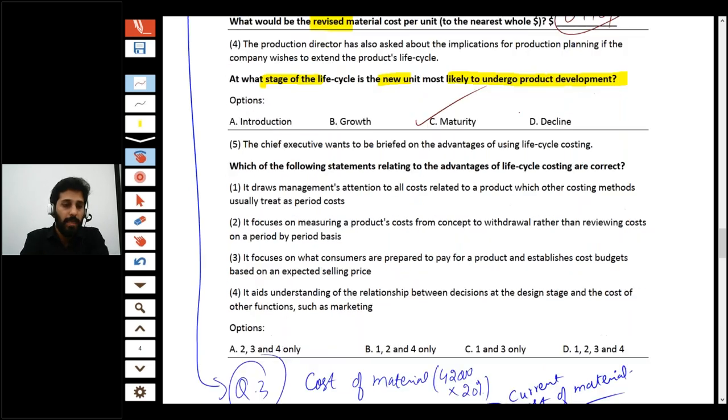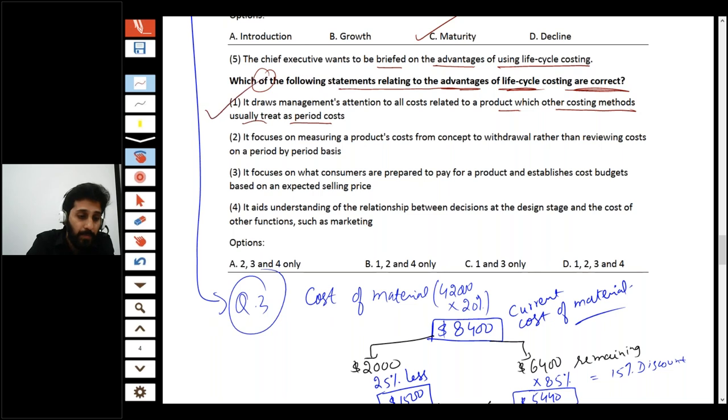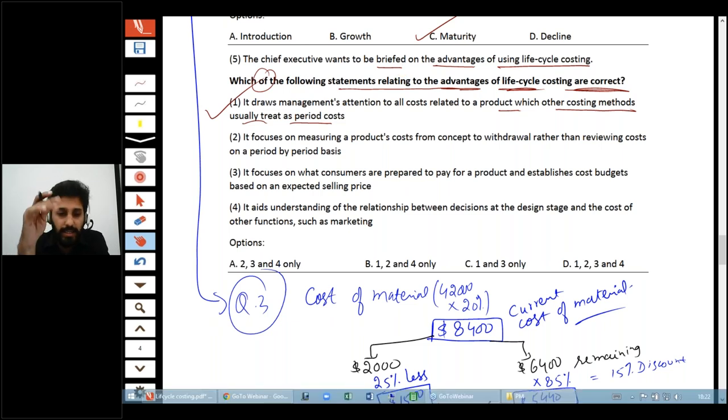Now, question number five. The chief executive wants to brief the advantages of using lifecycle costing. Which of the following statements related to the advantages of lifecycle costing are correct? Number one, it draws management attention to the cost of the product, which other costing methods usually treat as a periodic cost. Yes, I'm explaining the first point. It draws the management attention that all the costs need to be related to the product.